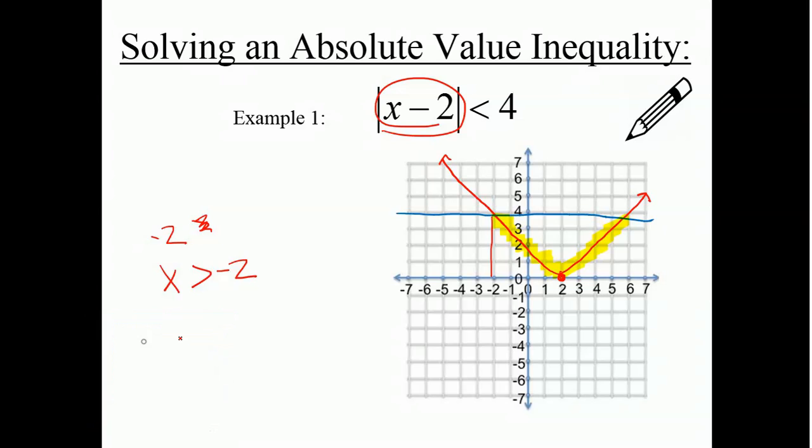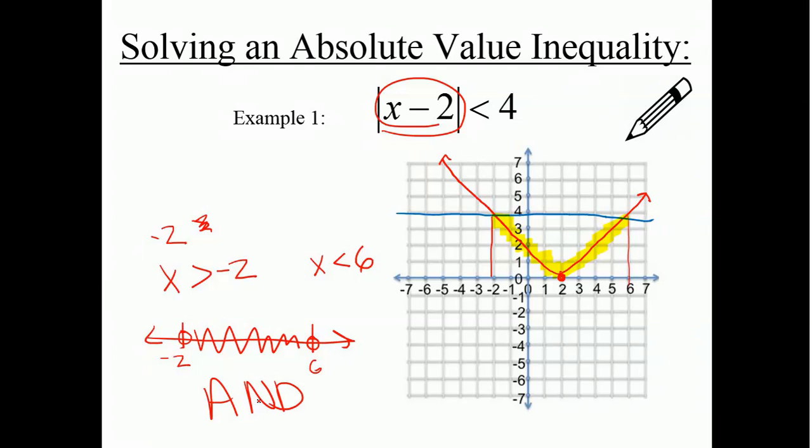right? And then it looks like I need to be less than 6. Now, if you would graph that on your number line, negative 2, 6, so I'd have open dots. They'd go in the middle, which is an and inequality, right? Because ands always win inside. So I can actually write my answer as negative 2 is less than x, which is less than 6. Because it's an and inequality.